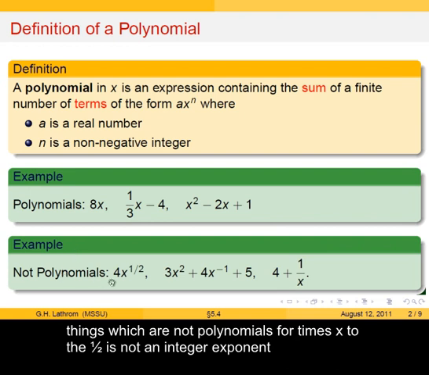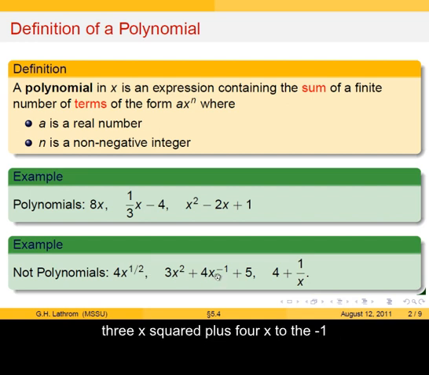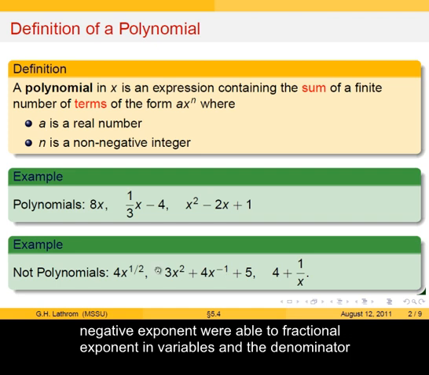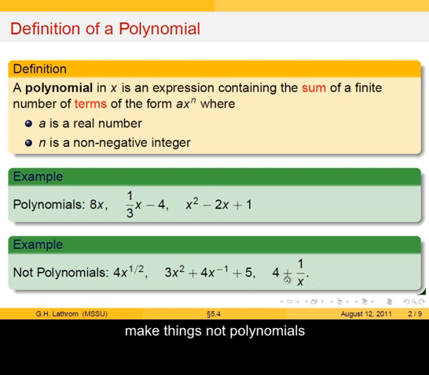Things which are not polynomials: 4 times x to the 1/2, because 1/2 is not an integer. 3x squared plus 4x to the -1, because -1 is not a non-negative integer. And 4 plus 1 over x: with 1 over x, we've got a variable in the denominator. So variables with negative exponents, variables with fractional exponents, and variables in the denominator make things not polynomials.